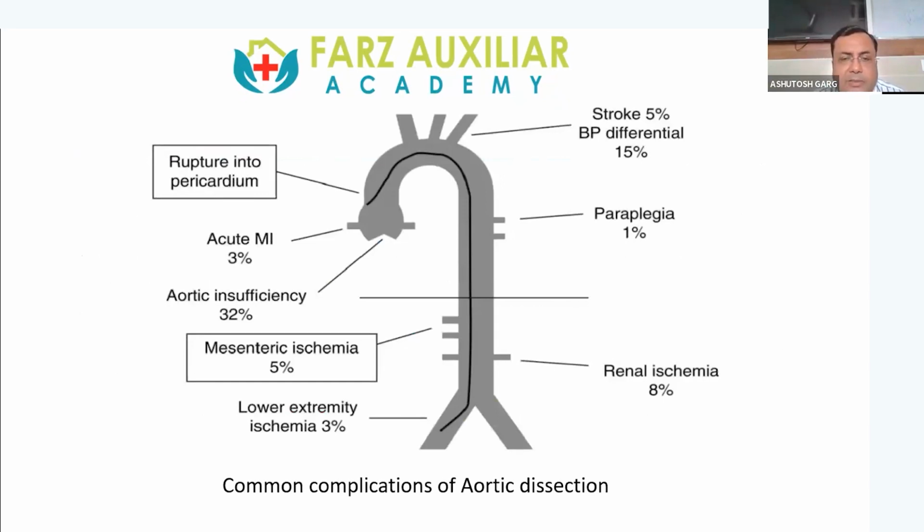So in the exam, they will definitely ask at least 1 or 2 spotters, in the EDIC 1 exam or EDIC 2 exam, from this topic: aortic dissection, especially classification of aortic dissection, type A, type B, Stanford 1, 2. The complication of aortic dissection is the most important question they ask. So rupture into pericardium, acute MI, aortic insufficiency, mesenteric ischemia, lower extremity, stroke, differential of the blood pressure 15%, paraplegia 1%, renal ischemia 8%. So these are some complications depending on the site of the aortic dissection.